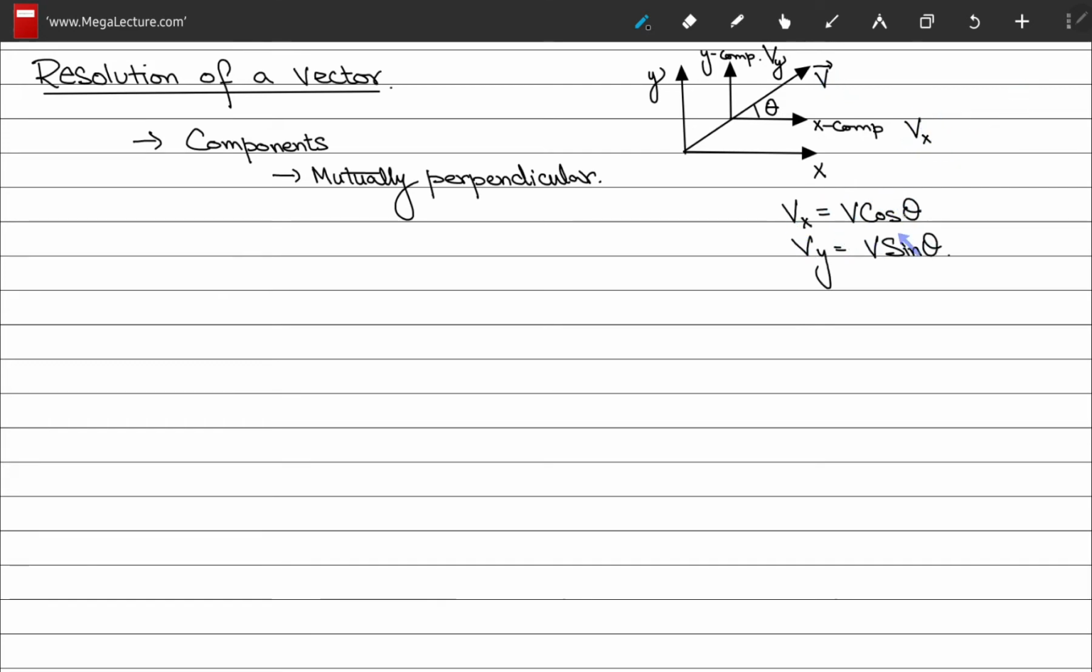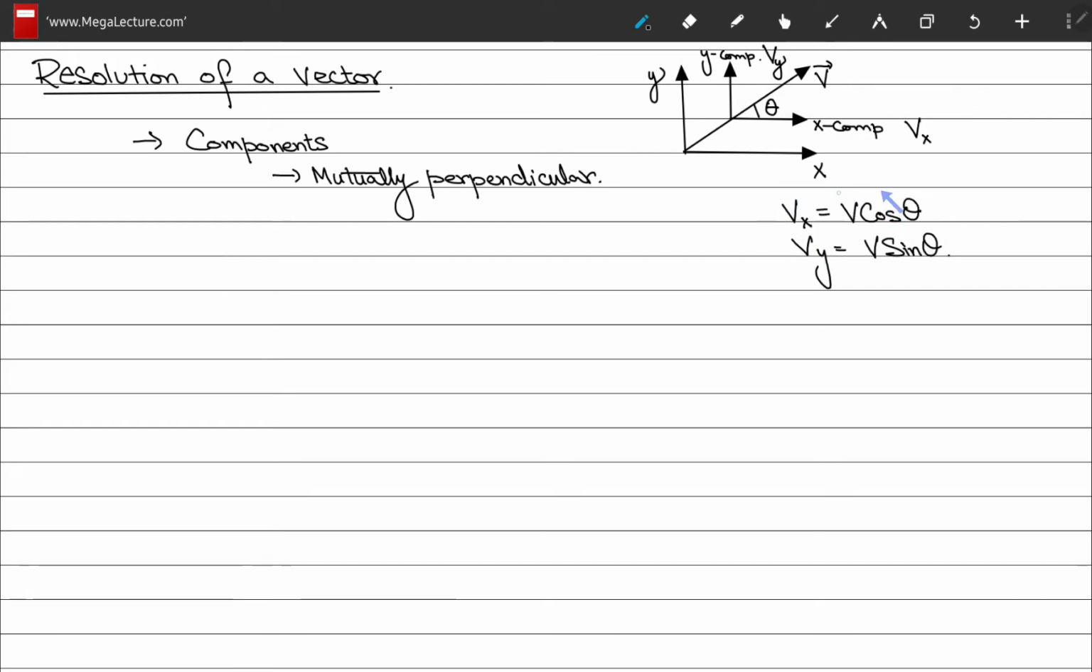So by borrowing trigonometry from mathematics, we can write down these components Vx as V cos theta and Vy as V sin theta. And you can see clearly that the direction of these components is simply contained in this angle theta.